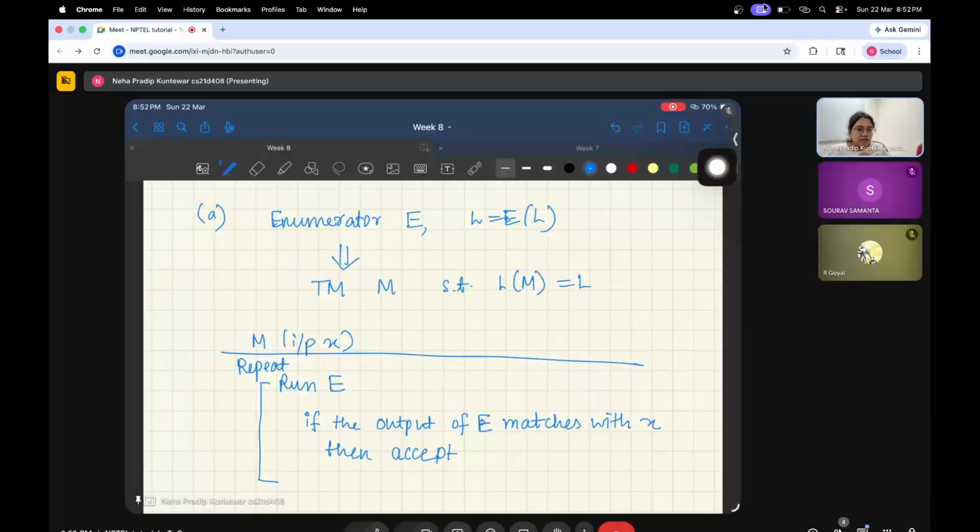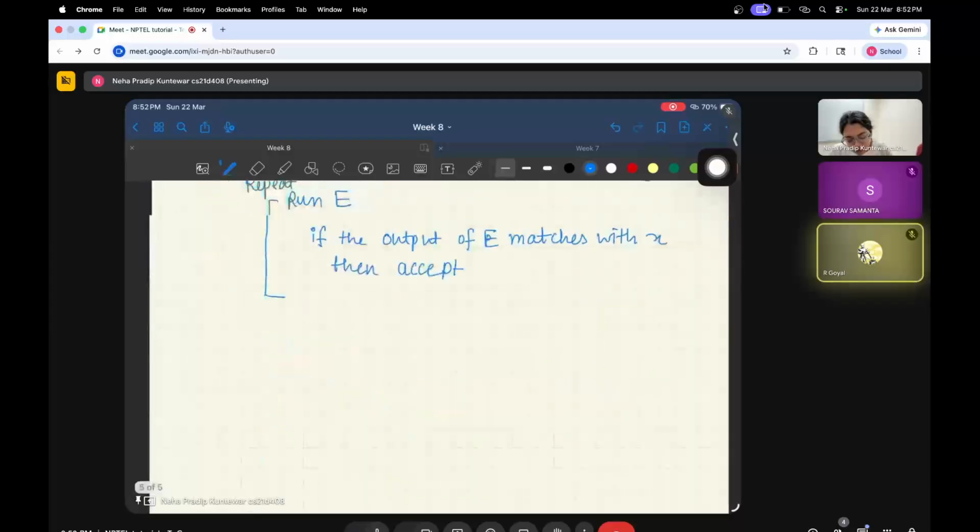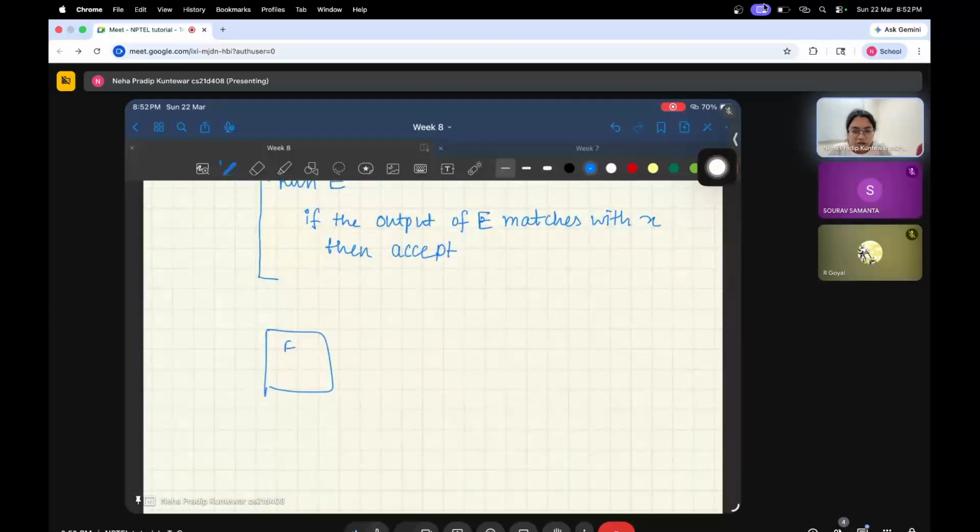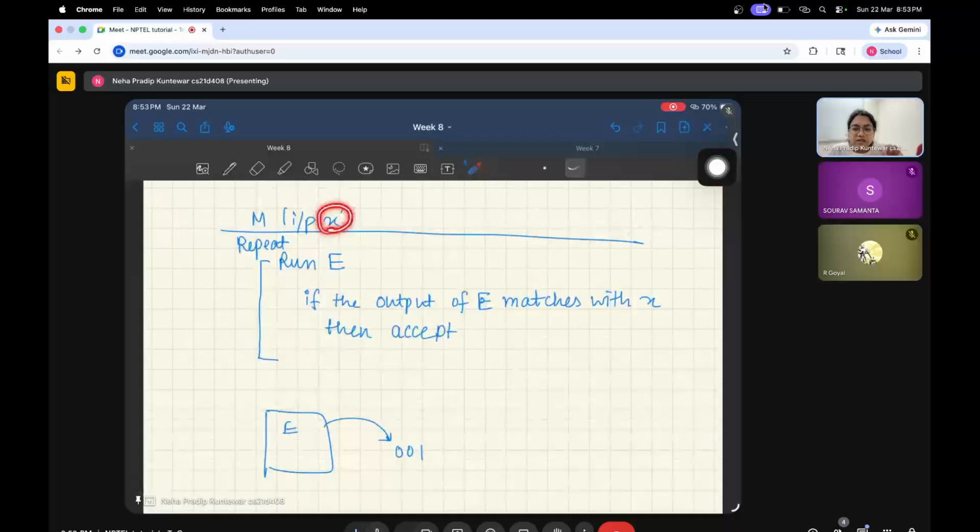Okay, that's it. So what that means is, you have this enumerator, and it's going to print some string. What your Turing machine does is check whether that is the same as X. Let's say the X that was given to us was 10101. This is where we check whether the output matches the input. If it does not, then you repeat and look at the next string that it prints.